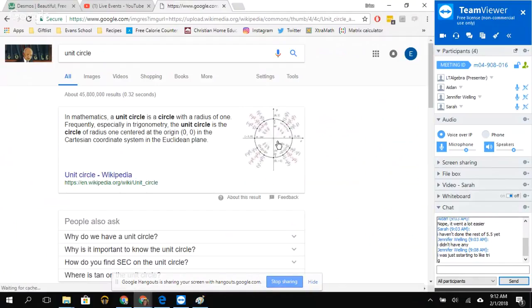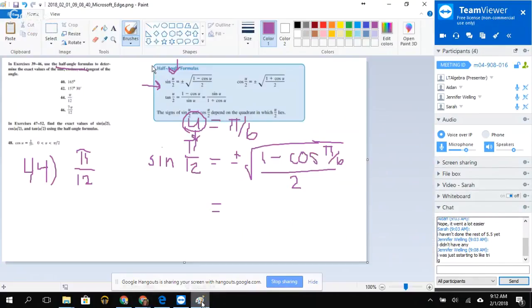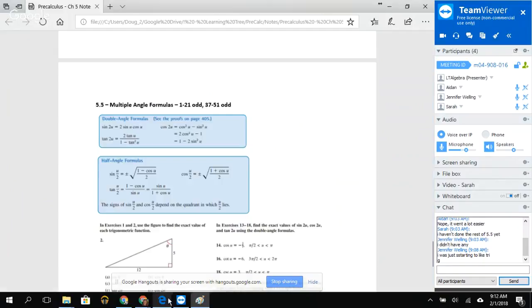So what I'm trying to find is the exact values for the sine, cosine, and tangent. So I could plug in the sine of pi over 12 in my calculator. I don't know if that'll come up with an exact value or not. But I do know that if I can get the cosine of pi over 6, I know that's on my unit circle, so I can come up with an exact value.